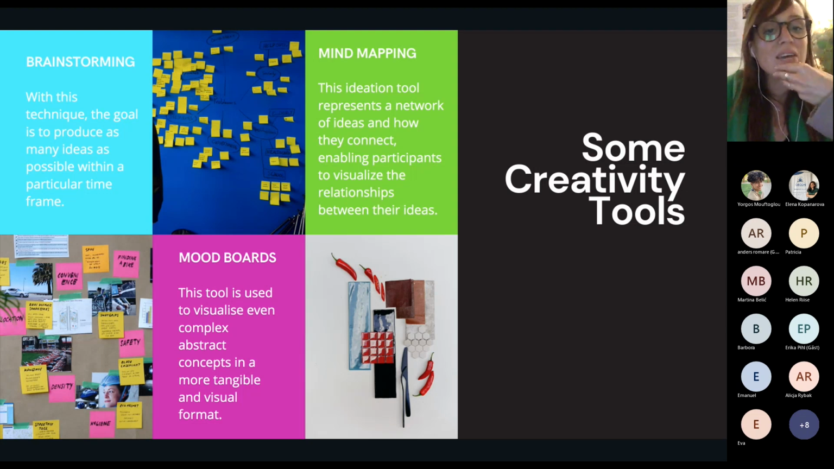Then we have the mood board. A mood board is something more visual. Normally it's used by advertisement companies, publishing companies, or in the cinema, for example. A mood board is a collage that can contain images, text, and simple materials, often used by artists and designers.